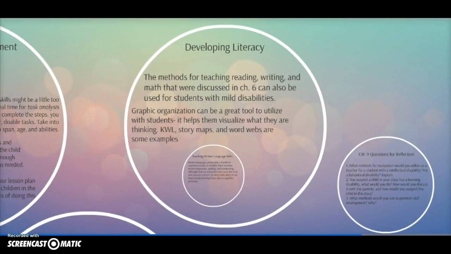So for developing literacy, the methods for the teaching of reading, writing, and math that were discussed in Chapter 6 can also be utilized for students with mild disabilities. Also, graphic organizers can be a great way to help the students visualize what they're doing. Things such as story maps and word webs, as well as the what I know, what I want to know, and what I have learned trifold can also be really great for students. It helps them break down what they've learned and what they want to learn next time.